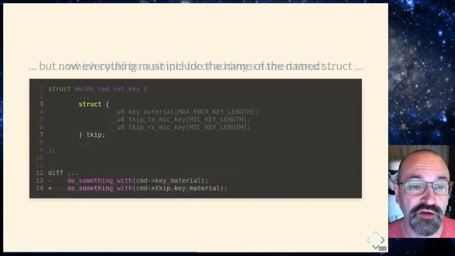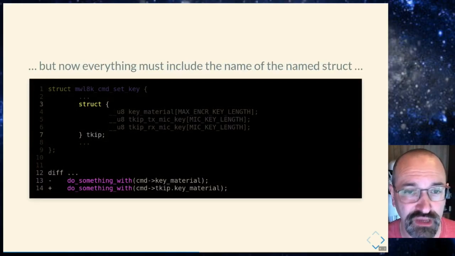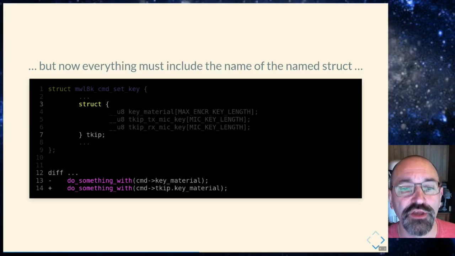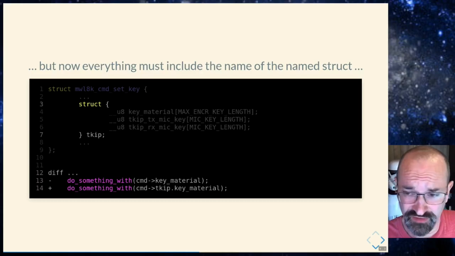Off we go. Unfortunately, if you end up changing the struct in this way, then everywhere that you refer to those members, key material, TKIP, transmit and receive MIC keys, you now have to convert everything from the old style to now the new name, which creates a huge amount of churn and might change line lengths and all sorts of other stuff, and is incredibly ugly usually and incredibly disruptive to the code base. And we've got, you know, like I said, 200 or 300 of these to fix. It's not going to fly.